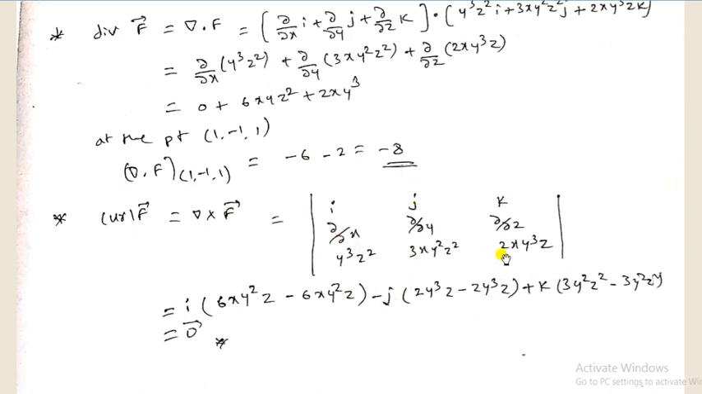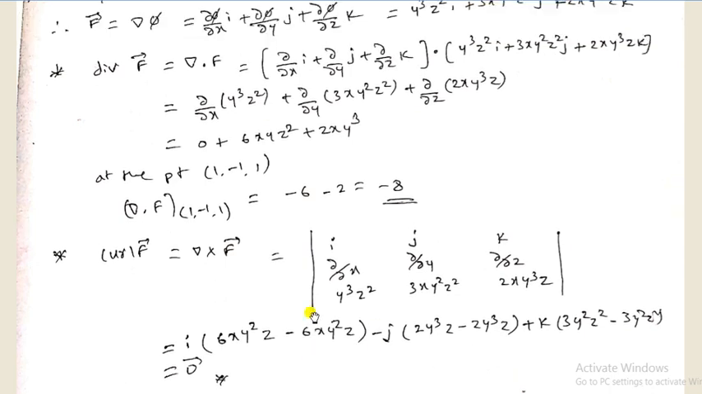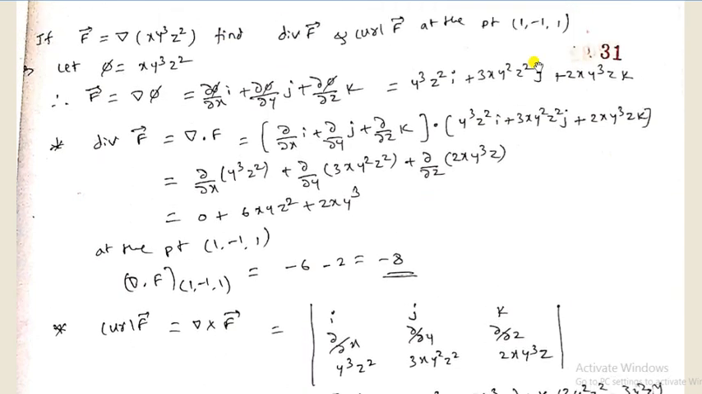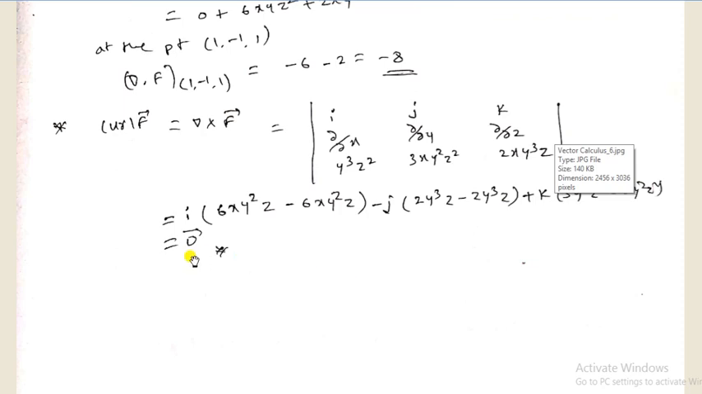dou by dou x of 2x y cube z is 2y cube z, minus dou by dou z of y cube z square is 2y cube z, and last one is plus k, dou by dou x of 3x y square z square is 3y square z square, and dou by dou y of y cube z square is minus 3y square z square. So after simplifying and substituting x equal to 1, y equal to minus 1, z equal to 1, it becomes 0.